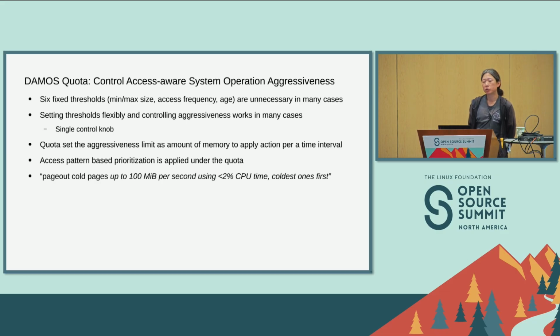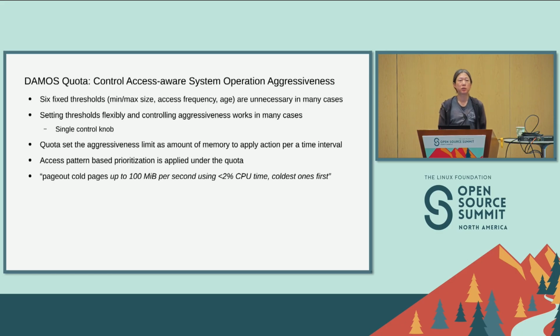And sometimes just setting the threshold naively, say when we want to make some actions for cold pages, we can just make the coldness threshold at not accessed at all, just for 1 second. That could be too much, but if we can control the aggressiveness of the DAMOS action, then it can be easier to use and work in many cases. And therefore, we have introduced the quota feature.